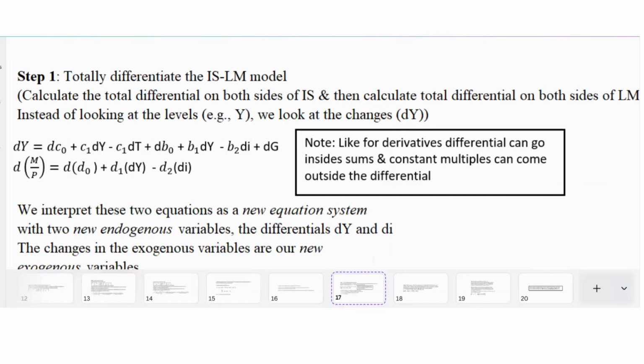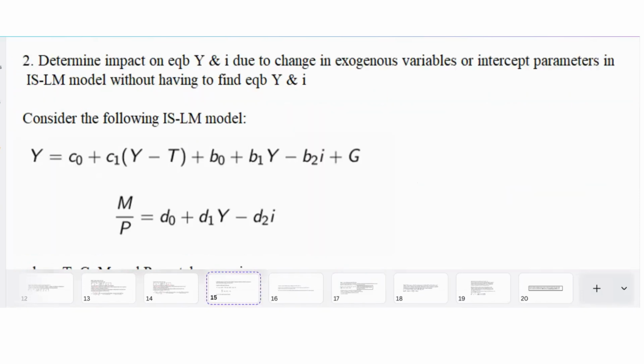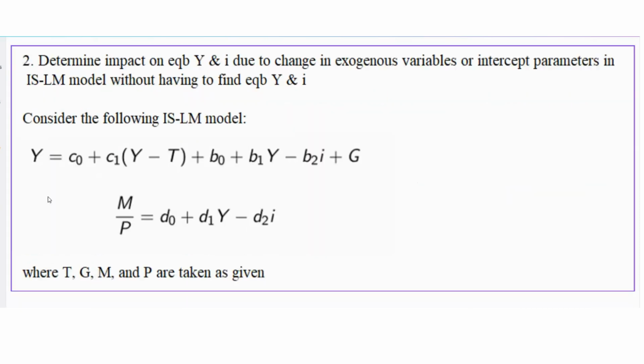So let's go back to the IS-LM model we looked at. I want to totally differentiate this model, which means that instead of looking at the level y, we want to look at the change dy. Instead of looking at t, we want to look at dt. Instead of g, we look at dg. Instead of m by p, we look at dm by p. Instead of i, we look at di. So basically, we want to totally differentiate this IS-LM model where instead of focusing on the levels, we focus on the changes.